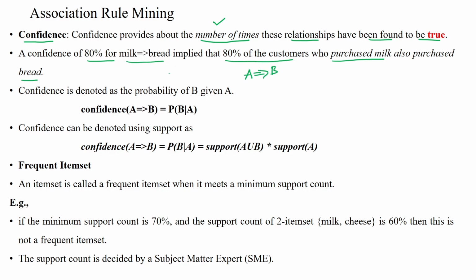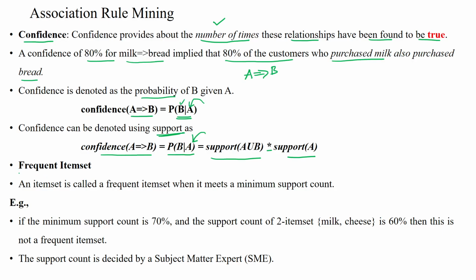So milk implies bread. The confidence can be represented using probability. Confidence of A implies B equals probability of B given A. Whenever they bought product A, B is also bought. The confidence can also be denoted using the support count. Confidence of A implies B equals probability of B given A. This can be represented using the support count: support of A union B divided by support of A.